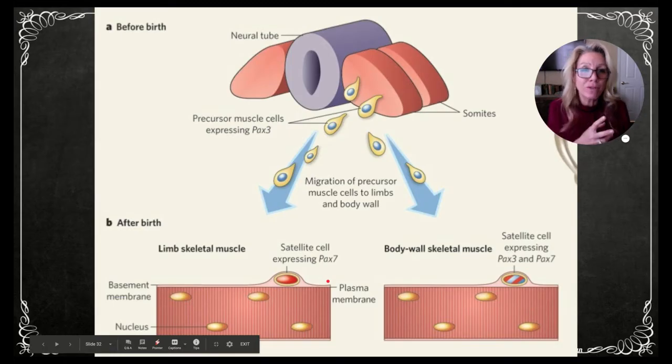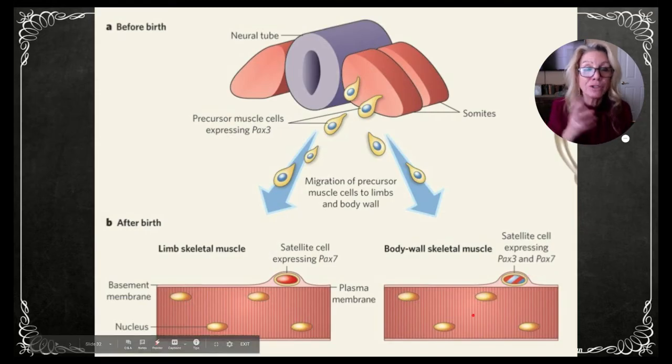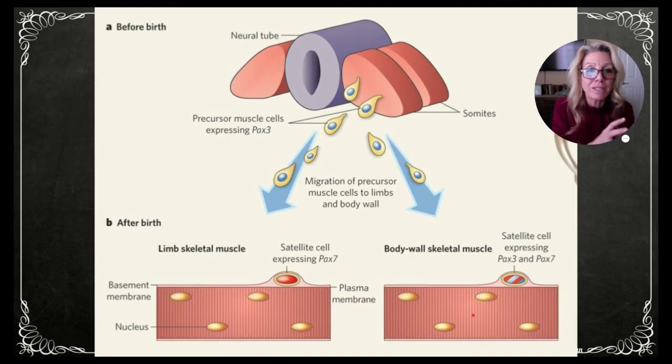Segmentation. Now, I need you to know, look right here. This is an example of differential gene expression. If it's limb skeletal muscle that you're going to develop right here, it's the PAX7, okay? But if it's body wall skeletal muscle, it's PAX3 and PAX7 in order to get that. So different genes are turned on in different places to cause cellular specialization.